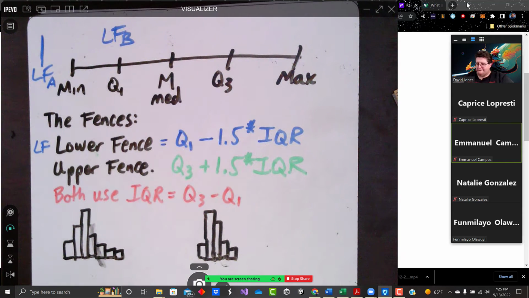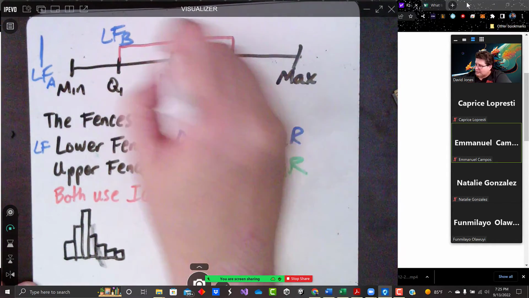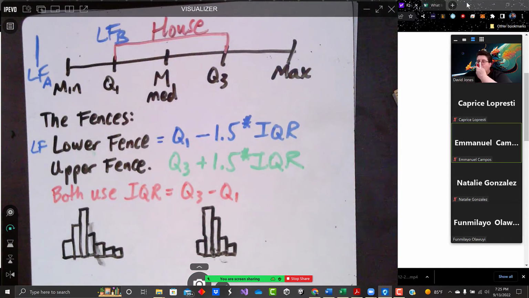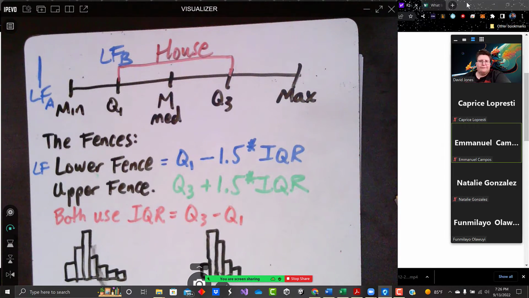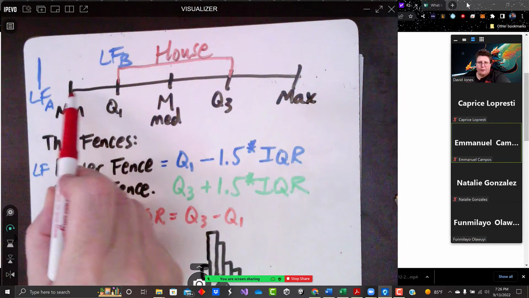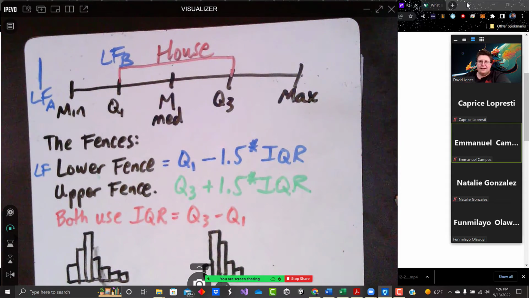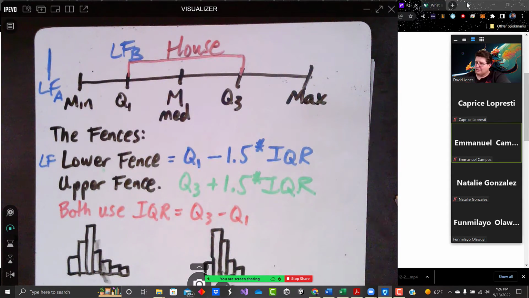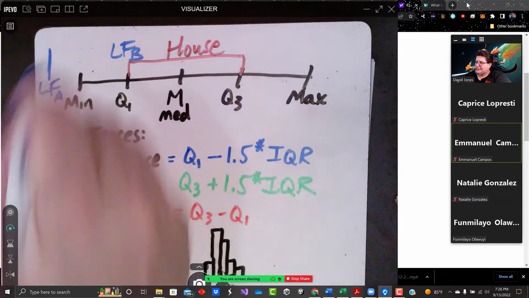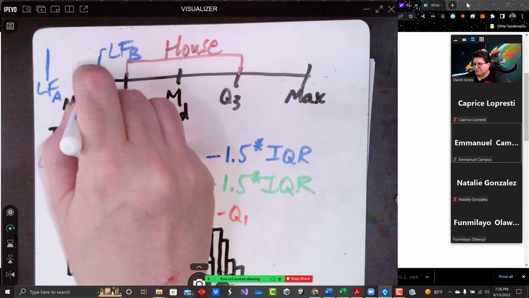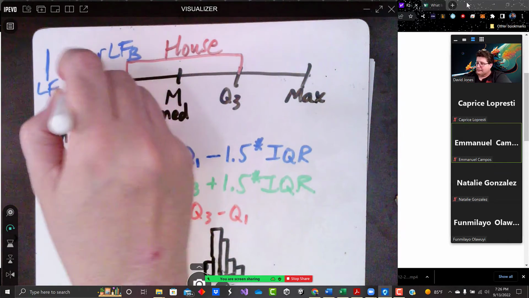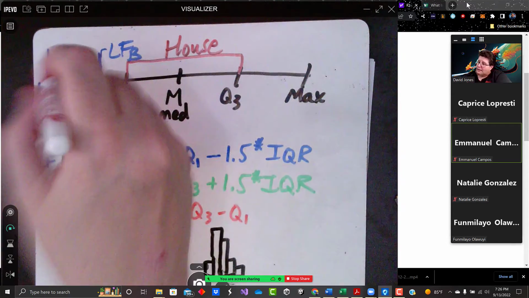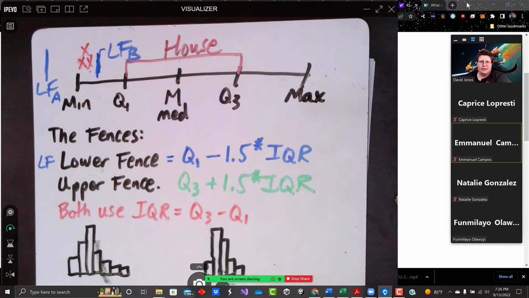If you picture it as a fence, let's say our house is right here, and we have a yard and a fence. If all my pets are inside the fence, none of them lie outside the fence. But if my fence is here, say my lower fence is right here, and I've got a couple animals outside, right here and right here, if there's data outside that fence, those are called outliers.